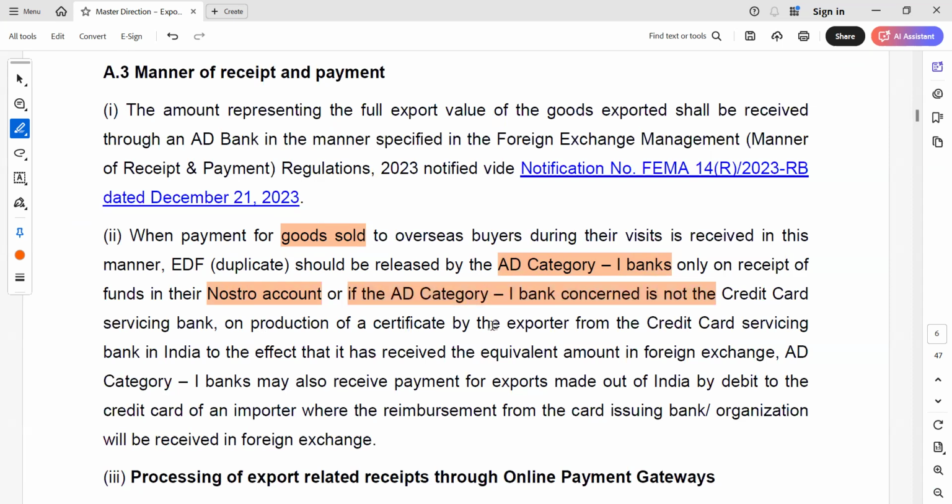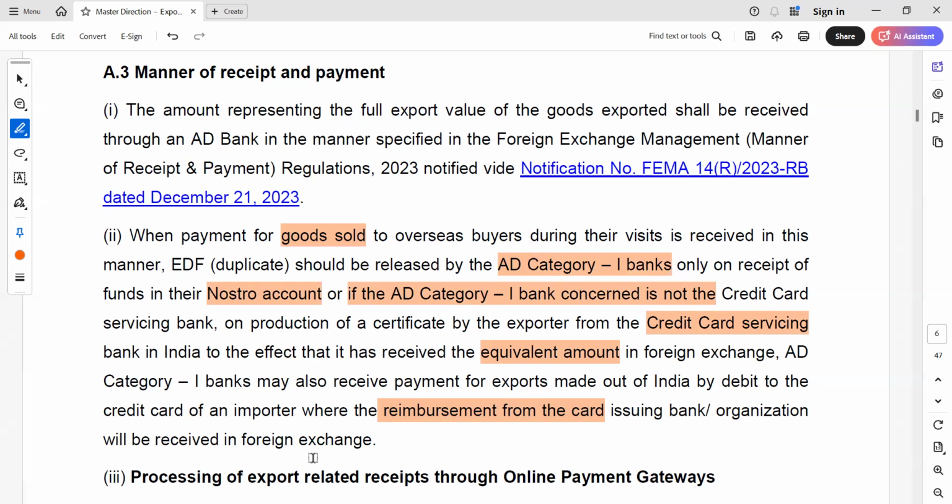on production of a certificate by the exporter from the credit card servicing bank in India to the effect that it has received the equivalent amount in foreign exchange. AD Category 1 bank may also receive payment for exports made out of India by debit to the credit card of an importer, where reimbursement from the card issuing bank or organization will be received in foreign currency.